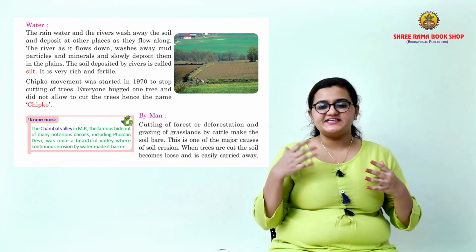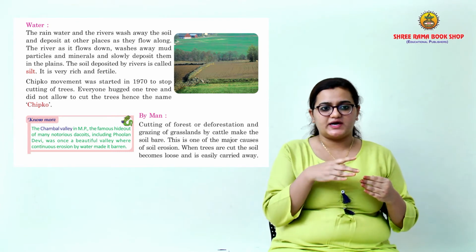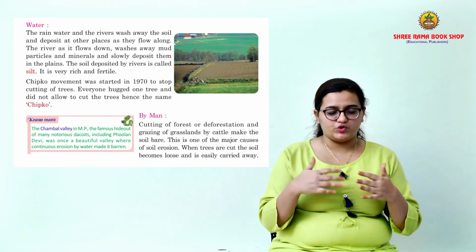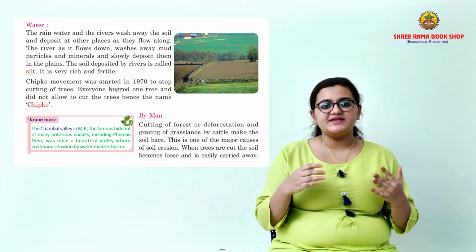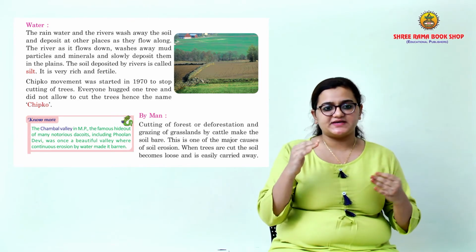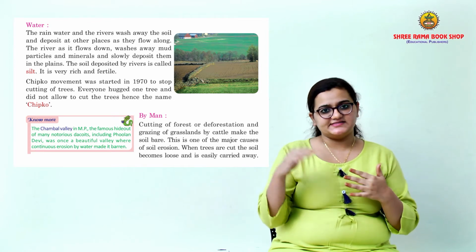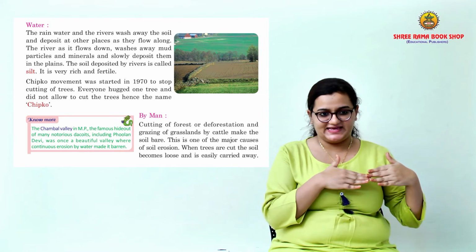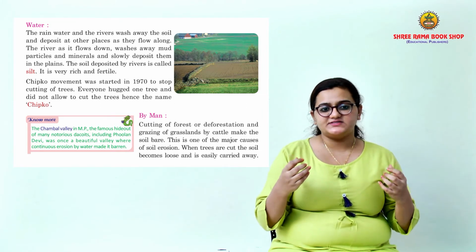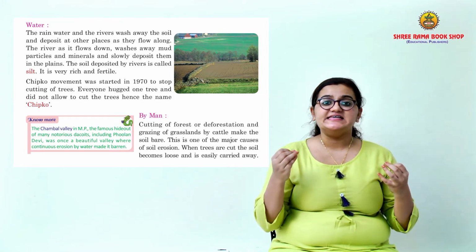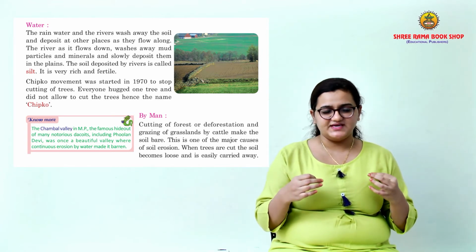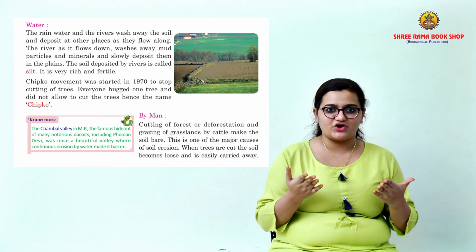Next comes water. The rainwater and the rivers wash away the soil and deposit it in other places as they flow along, right? As the river flows down, it washes away mud, particles and other minerals slowly and deposits them into plains. The soil deposited by the rivers is called silt. It is very rich and fertile. Yes, you have studied, right, life in the northern plains.